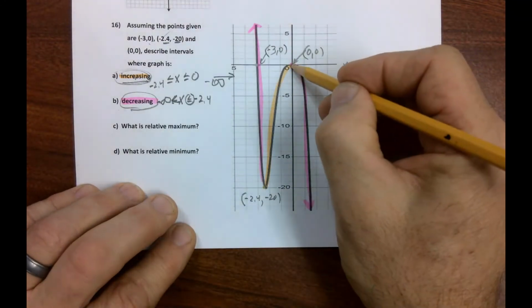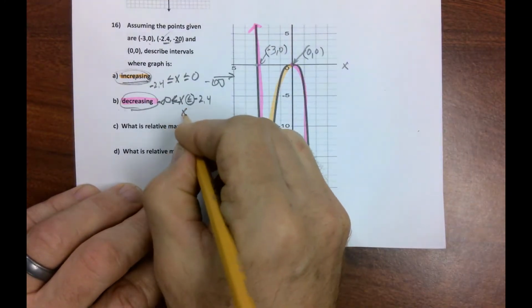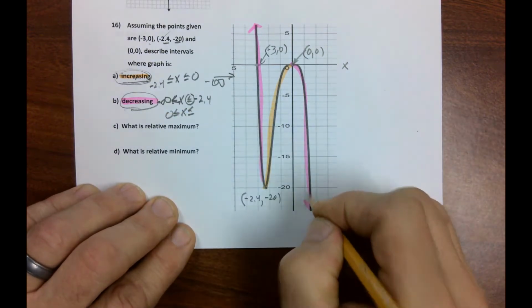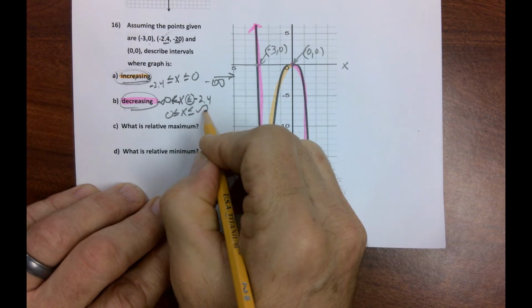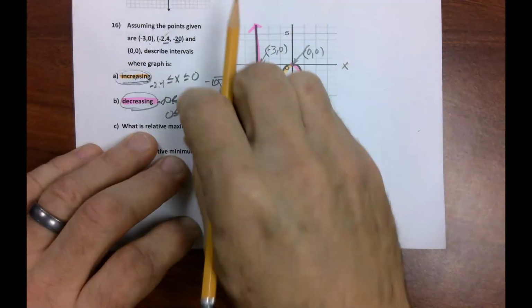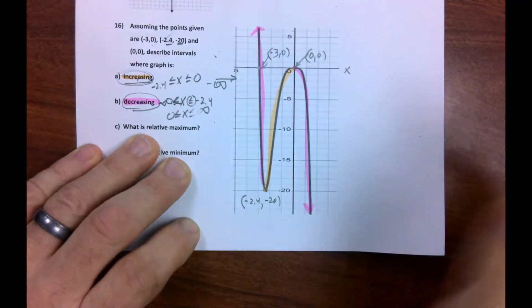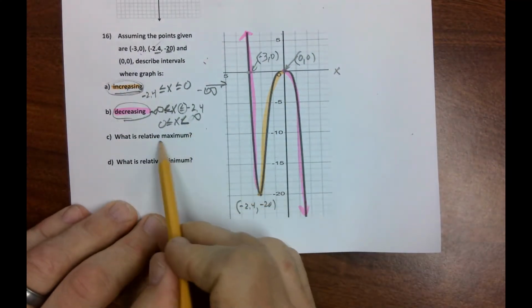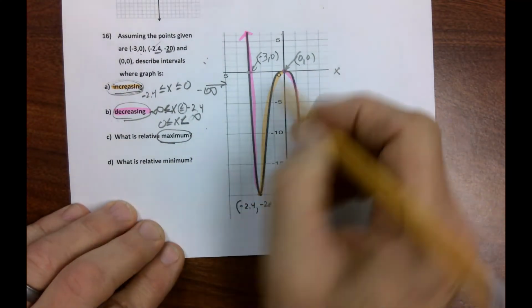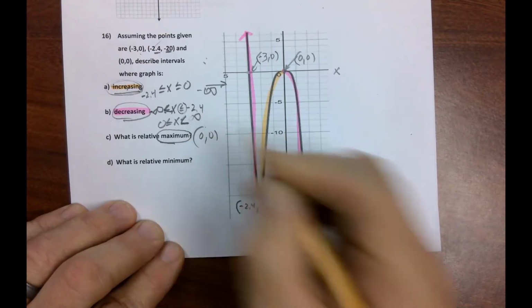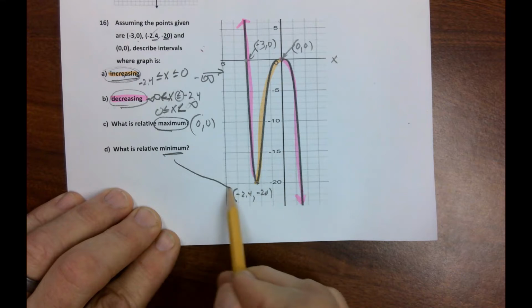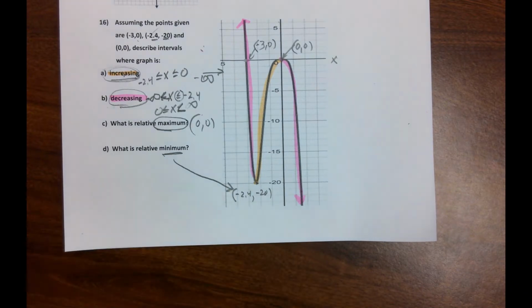But it also is decreasing from 0 all the way, well, infinity is a different story. You can't get there mathematically, so they say just less than. So a little technical. Where's the relative maximum? It's right here, 0, 0. That's the peak. Where's the relative minimum? That would be here. So I'll just draw an arrow and call her good.